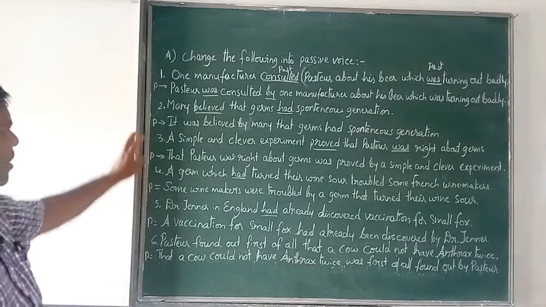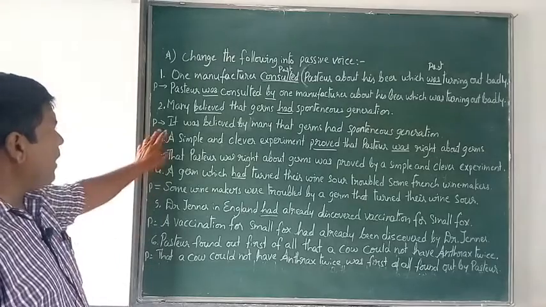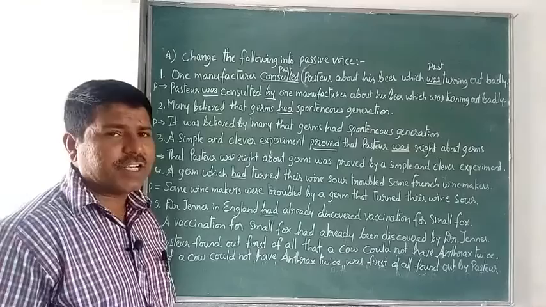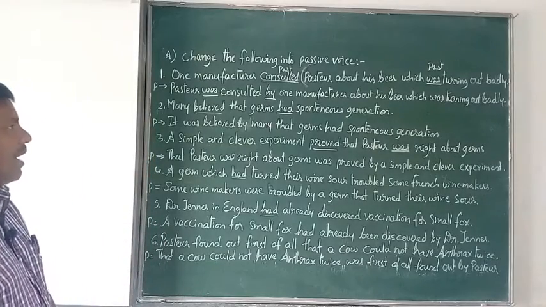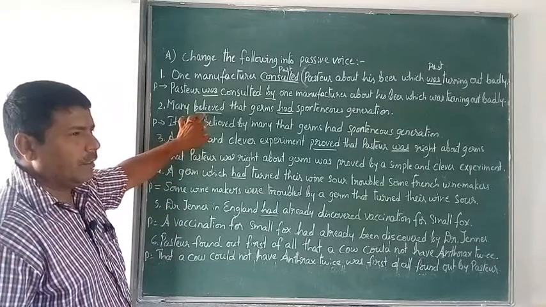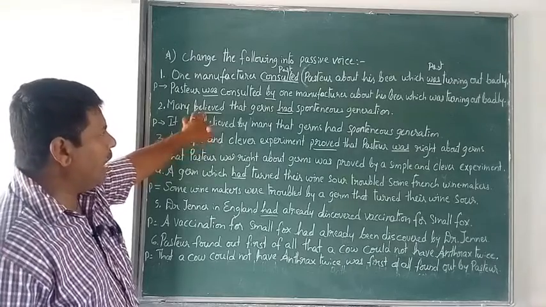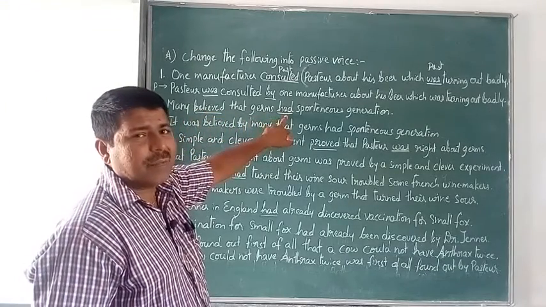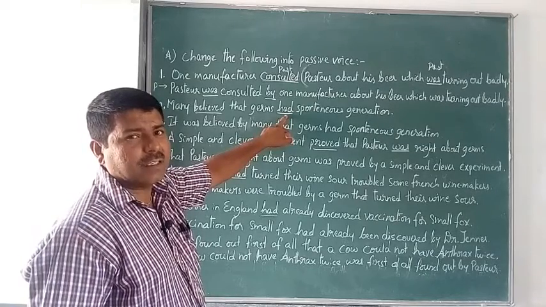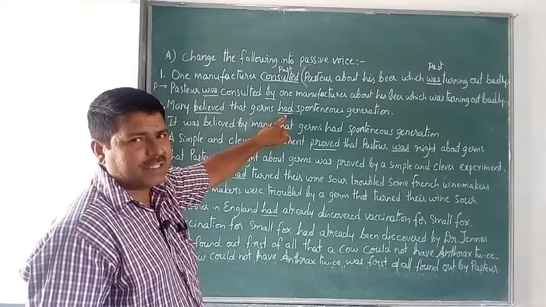Okay, let's go to the second sentence. Then it becomes a little clearer and clearer. Many believed that germs had spontaneous generation. In this sentence also, I have underlined to help you understand better. "Believed": believe is simple. And here, "has" is simple present. Have and had: had is the past.